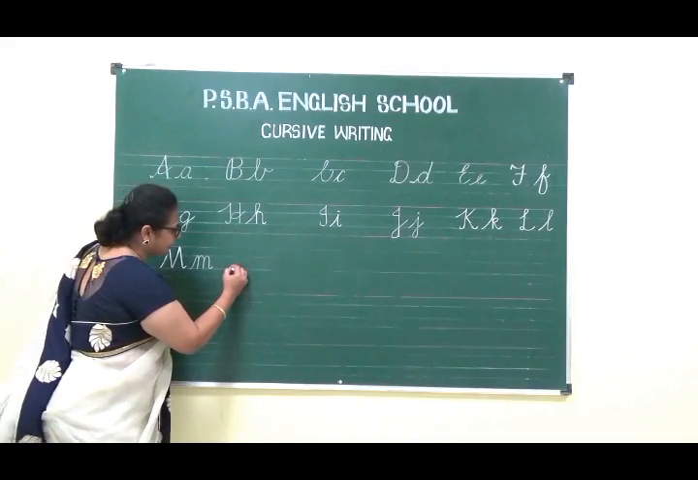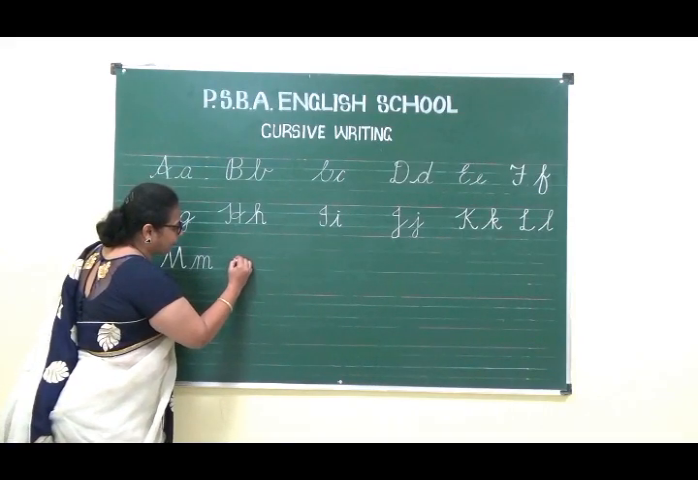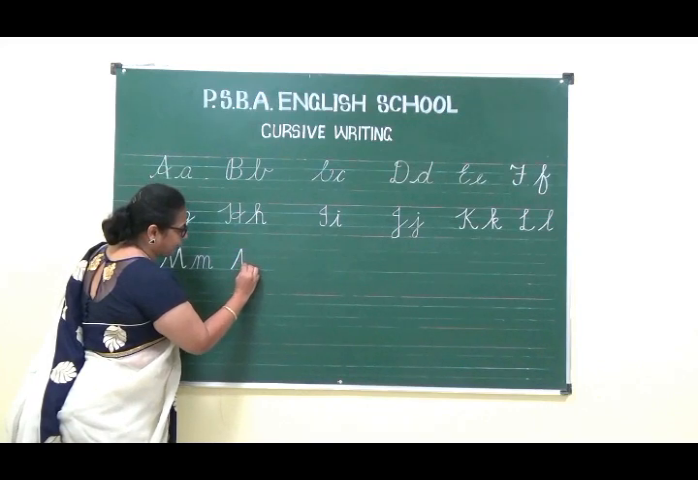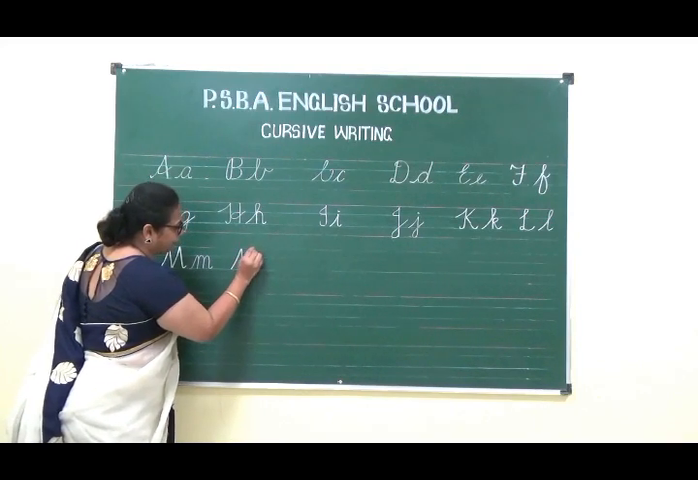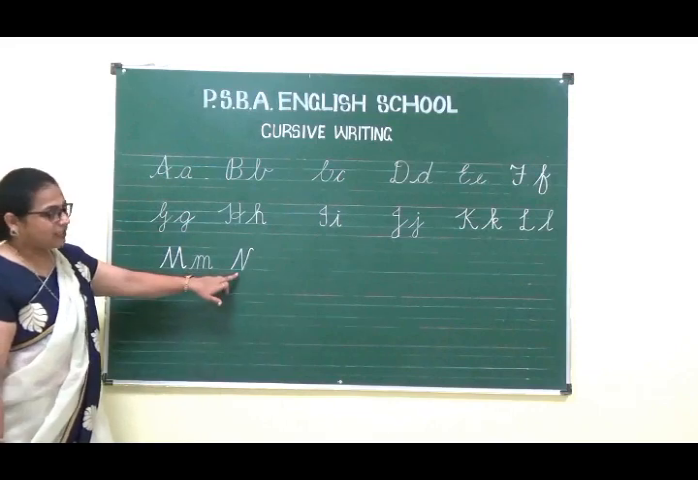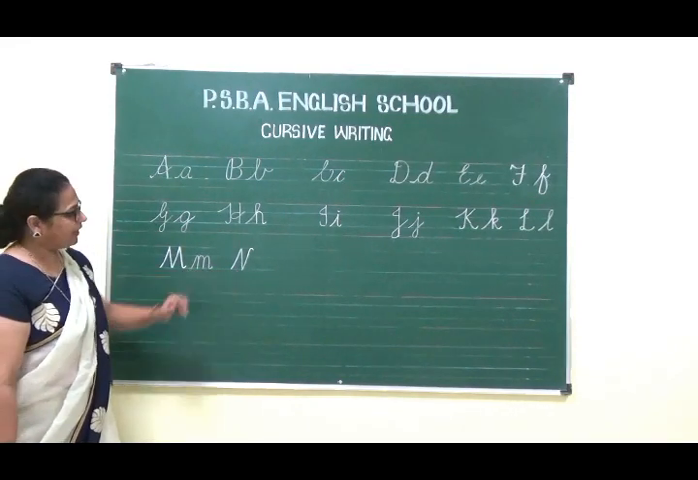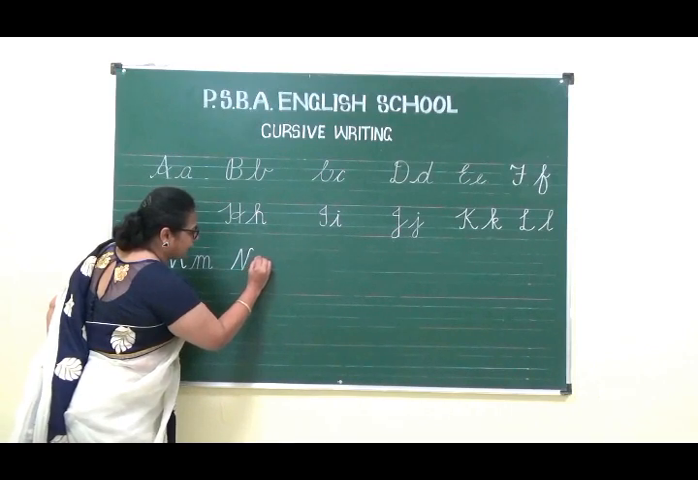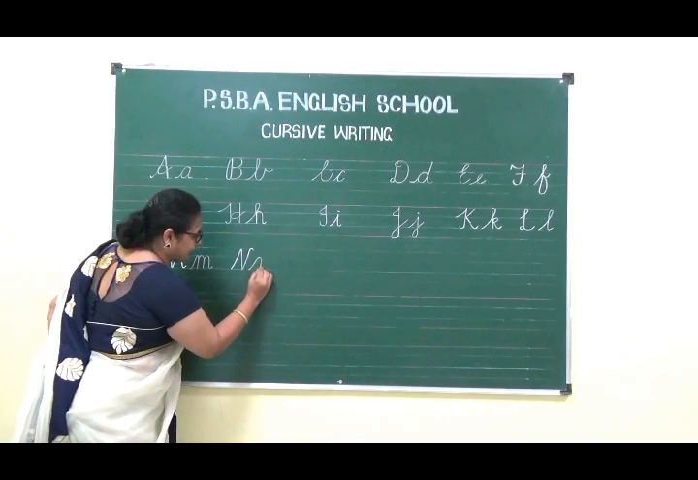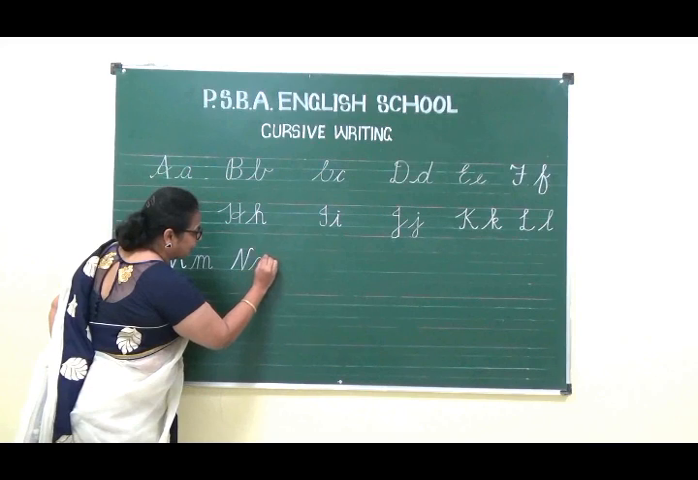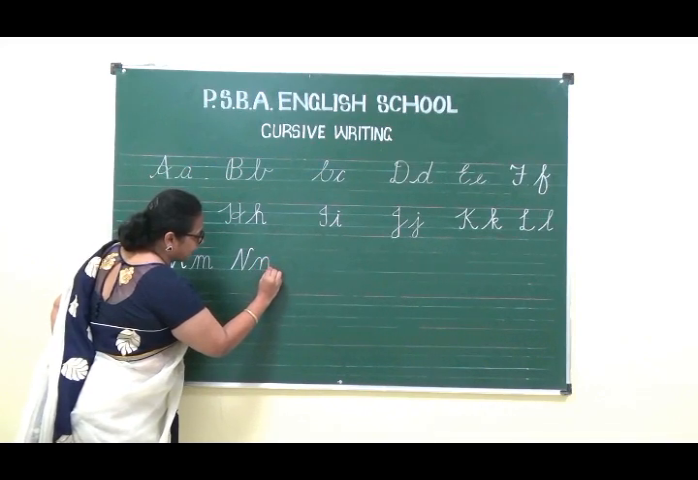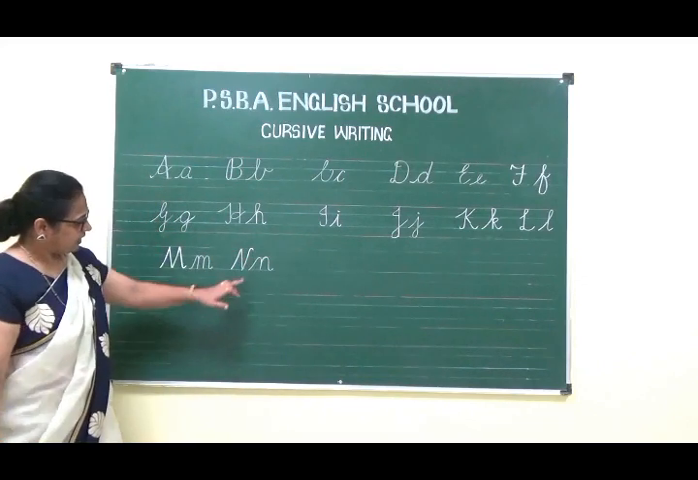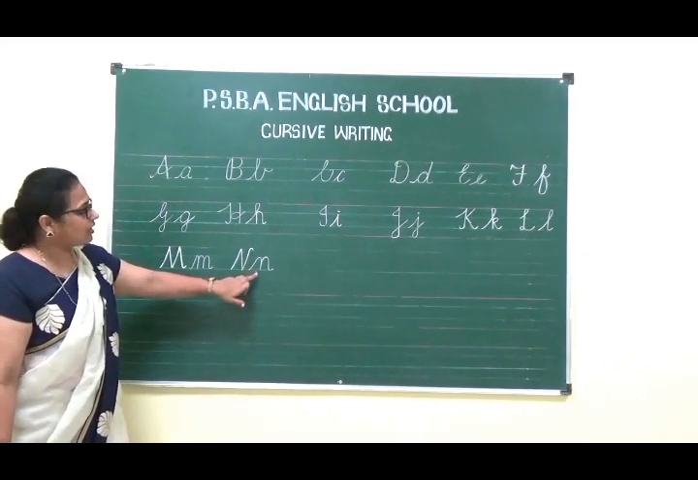It goes like this. Draw a slanting line from the third line to the first line. Come down with the standing line. Again draw a slanting line with a curve. This is capital cursive N. Alright? Small, we will write like this. Again a slanting line from third to second with a curve. So the standing line. Make one curve in between the third and second line and a small curve at the end. This is small cursive N.